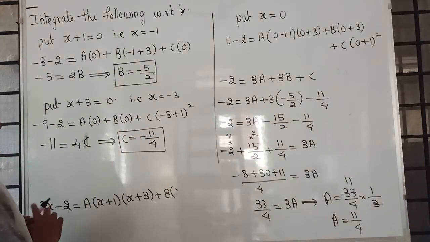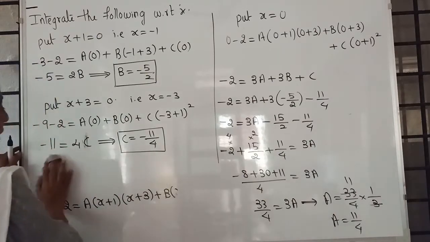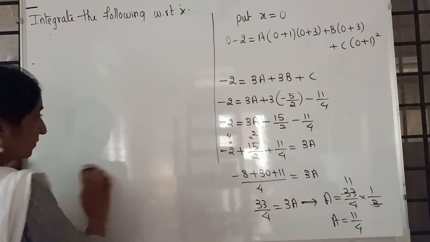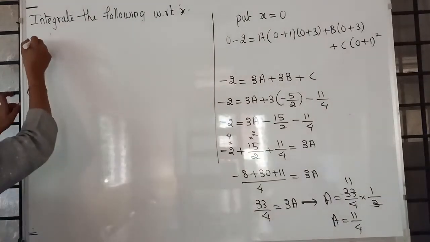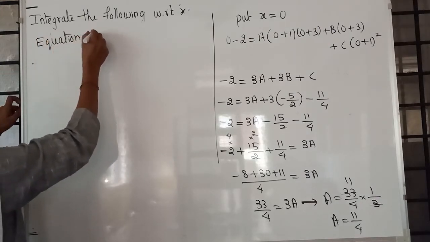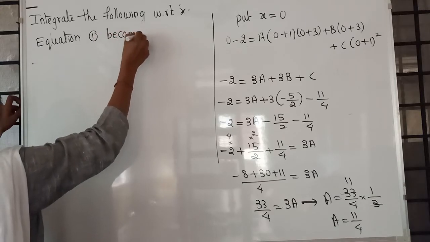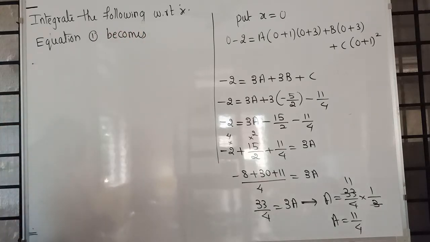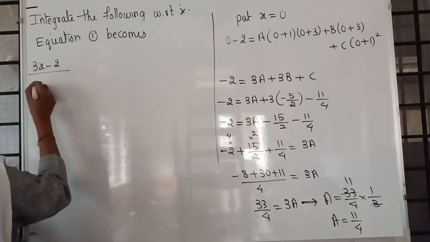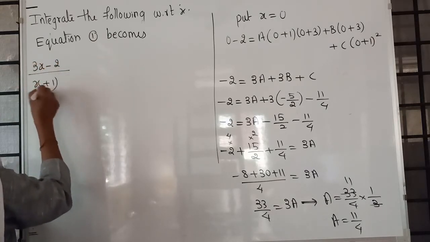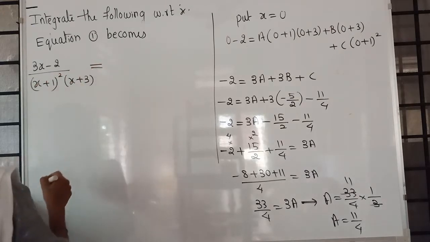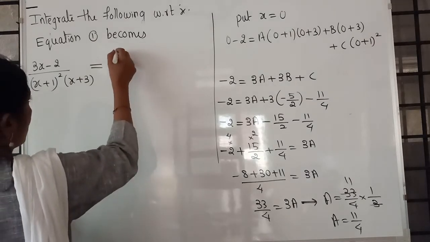So now write down those values. A is equal to 11 by 4. Put all the values in equation 1. Therefore, equation 1 becomes 3x minus 2 divided by x plus 1 whole square into x plus 3 is equal to, write down the a value, a is 11 by 4.